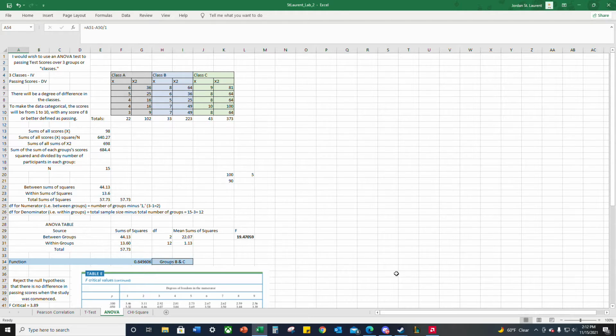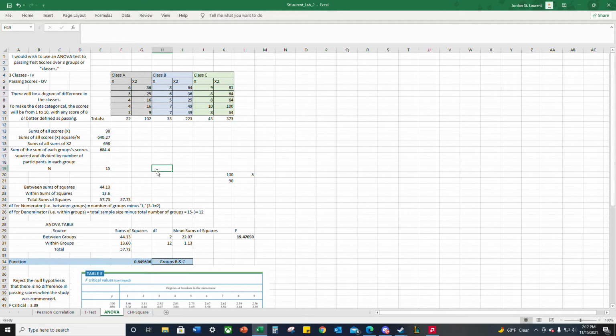To begin even finding an ANOVA table, we have to find a bunch of initial data. So we have to find the sum of all scores divided by the number of terms, the sum of all sums squared, and then the sum of all individual scores, which is described by this set of data here, and then of course the value of n, which is 15. There's 15 people participating in this study.